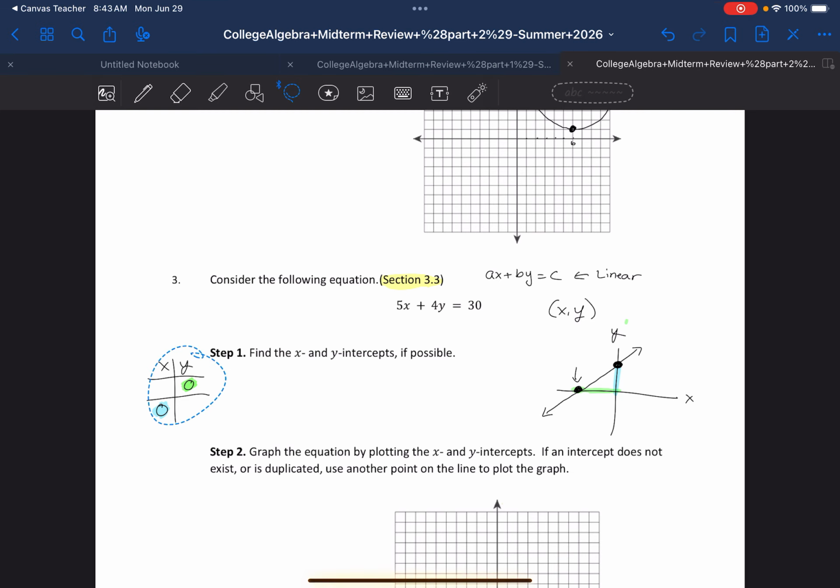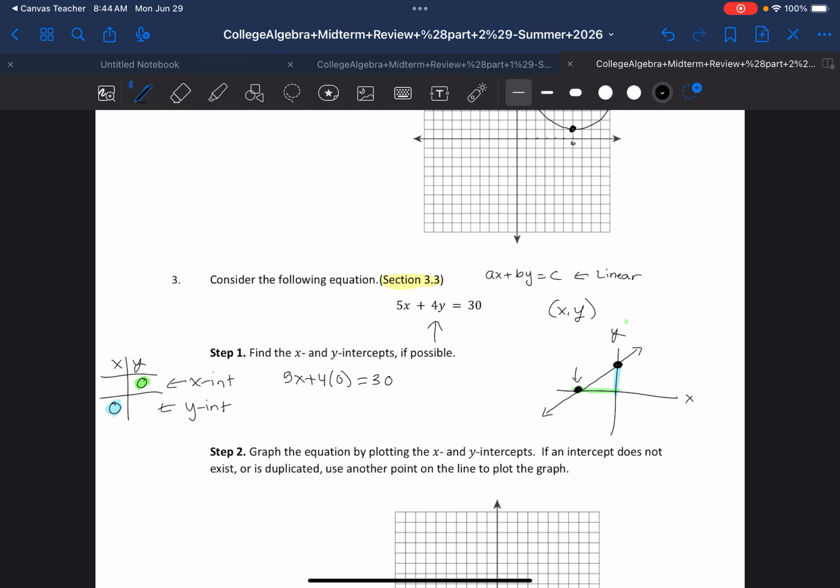Actually, let me do this. This is finding the x-intercept, and this is finding the y-intercept. Okay, now let's actually do that. So for the first one in green, that tells me to let y equal 0. So right here, I'm going to plug in 0 for y and solve for x.